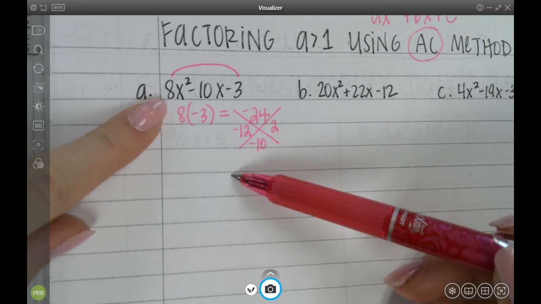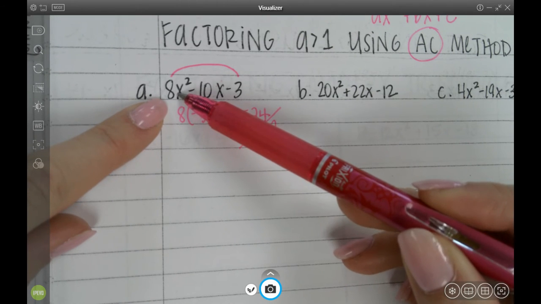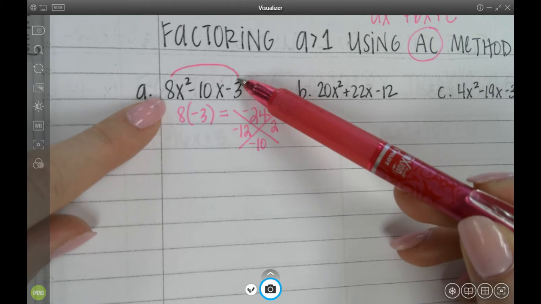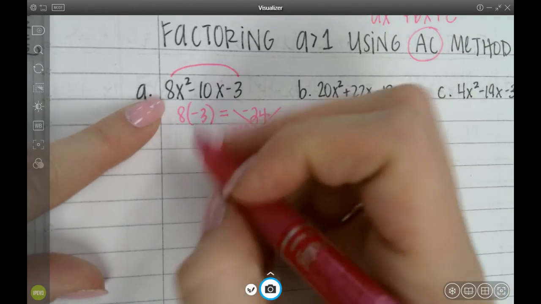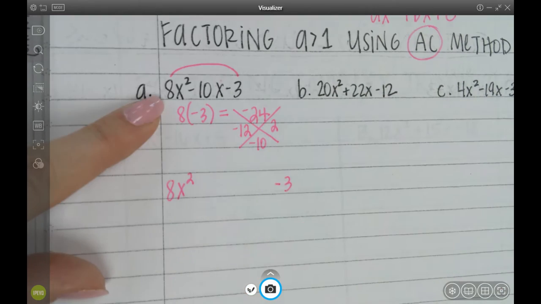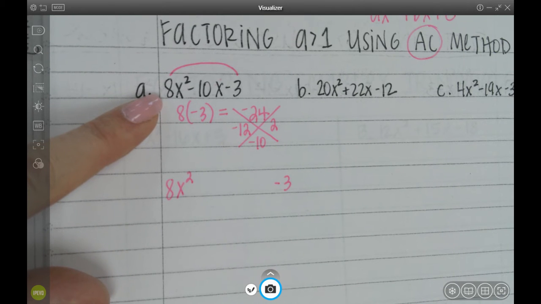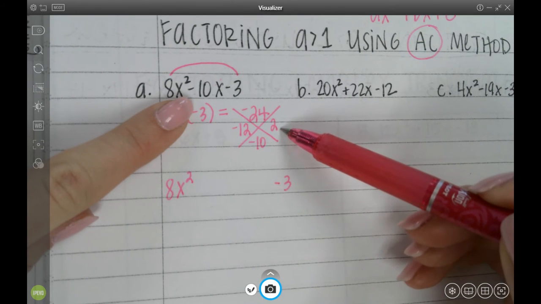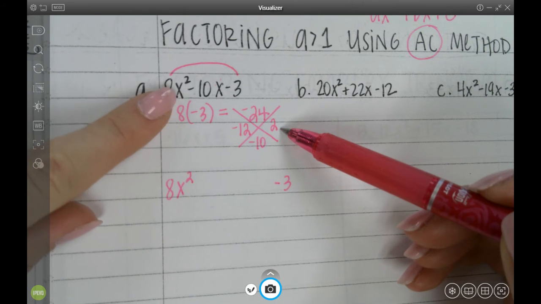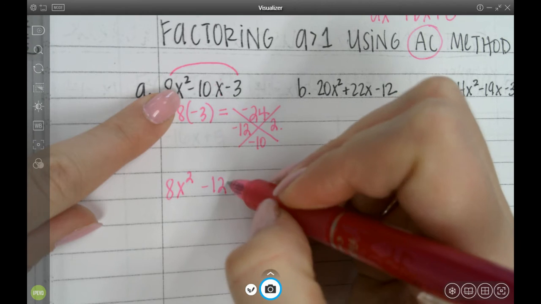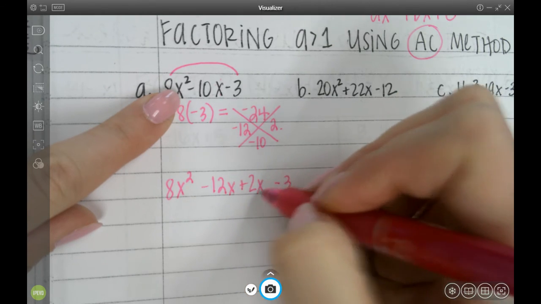So what I'm going to do is I'm going to take my first term that includes a, my last term that includes c, and I'm going to leave them alone. I'm going to leave them exactly as they are. So I'm still going to have 8x squared, and I'm still going to have a minus 3. But I'm going to take that middle term and split it up into two middle terms using these two factors that I just found. So I'm going to split negative 10x up into negative 12x plus 2x.